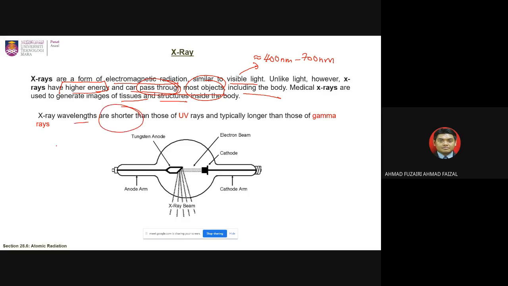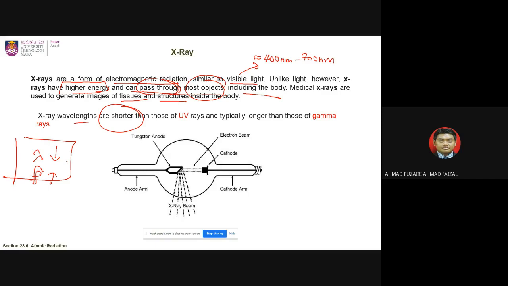When the wavelength is shorter, the frequency will increase. This is the good partner of wavelength and frequency, because wavelength and frequency are inversely related to each other. X-ray wavelengths are shorter than those of UV rays and typically longer than gamma rays.